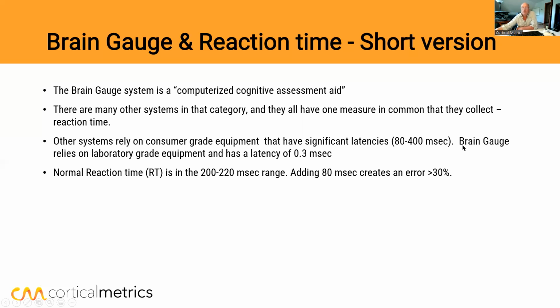Normal reaction time is in the 200 to 220 millisecond range, and if you add 80 milliseconds to that, it's an error of greater than 30%. And that's what a lot of people do. And it's not just that you have this latent error added on, because you might think, okay, it's 100 milliseconds off here and 100 milliseconds off there. Well, it's not consistent.